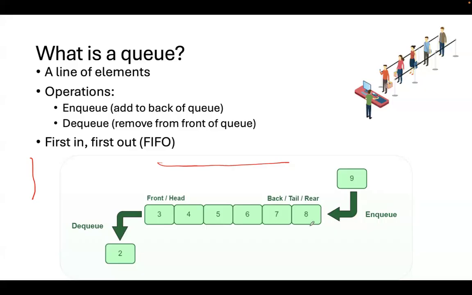And so if we have these labeled, the front of the queue and the back of the queue, enqueue is when we add to the back of the queue. Dequeue is when we remove from the front of the queue.